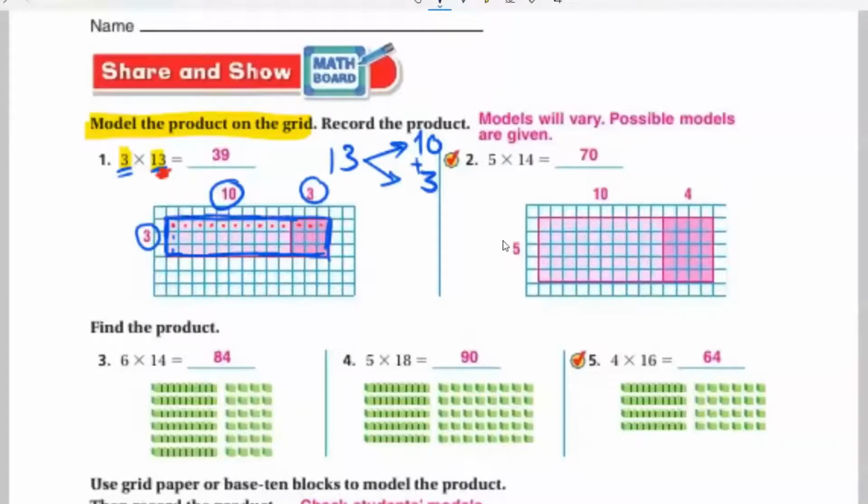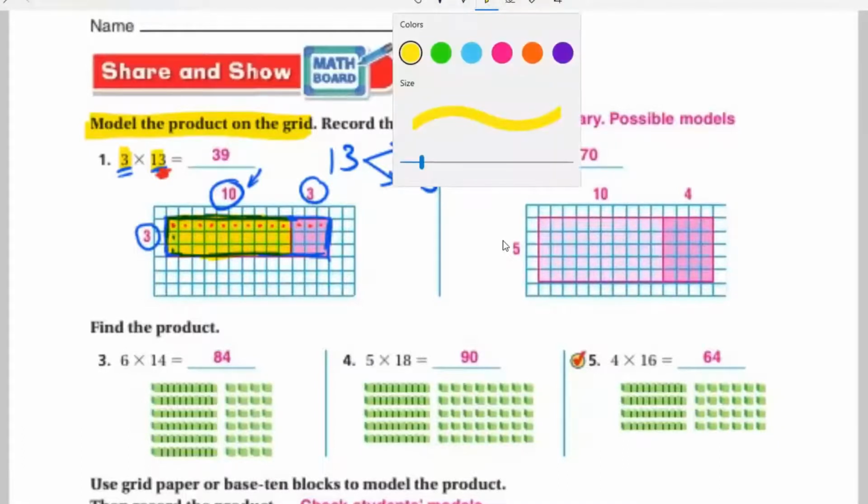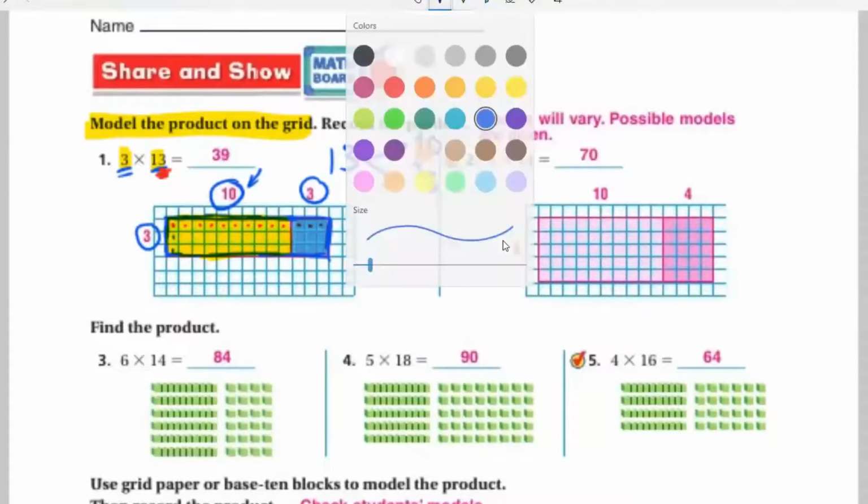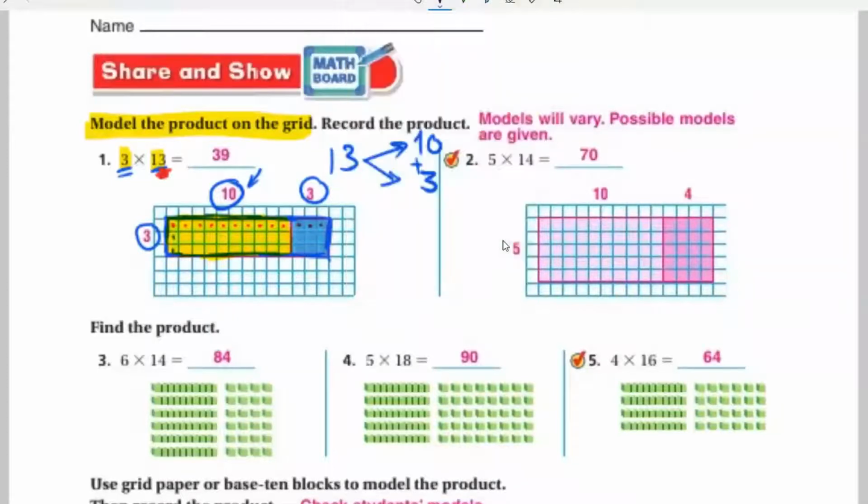Like you see, we have 10 here, right? So let's color 10. We have 1, 2, 3, 4, 5, 6, 7, 8, 9, 10 squares. So let's color it here. Color this part. And we have 3 left, let's color it with another color like that. After that, let's write the value of each part.